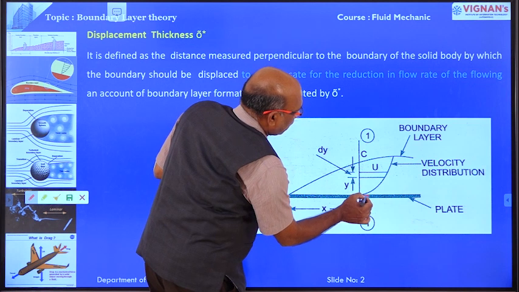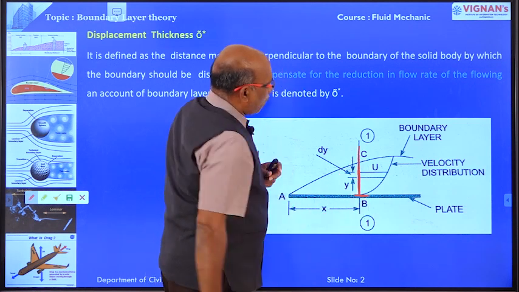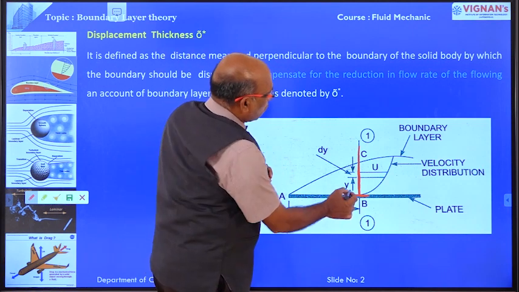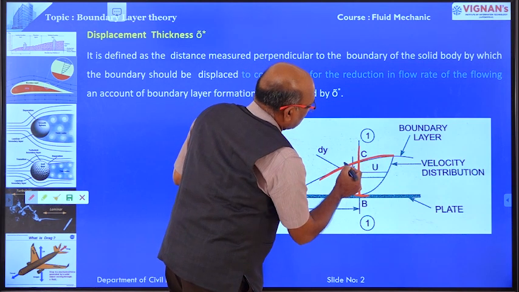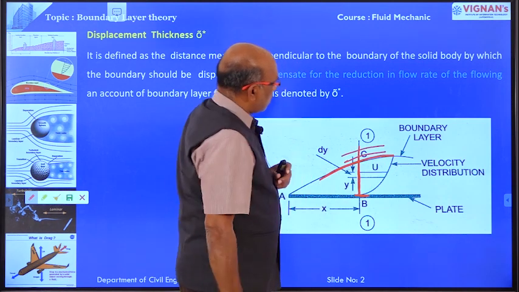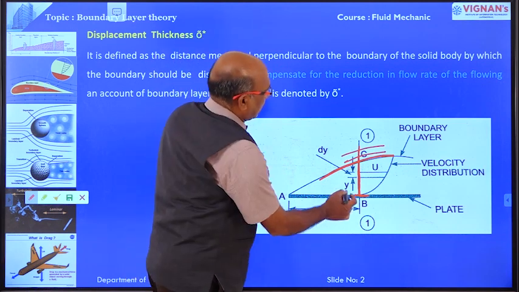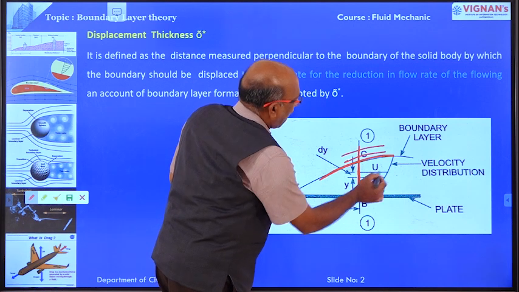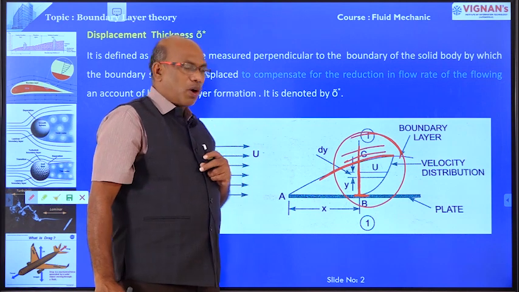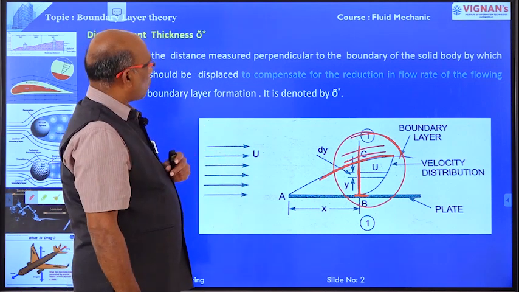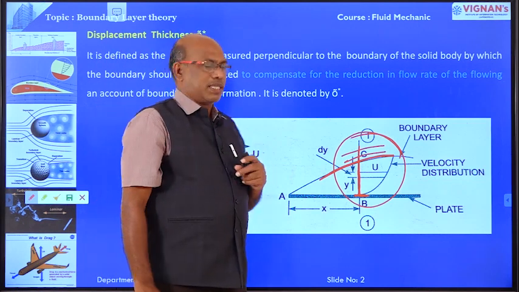Displacement thickness is the distance measured perpendicular to the boundary by which the boundary layer should be displaced. This is the boundary layer. That boundary layer should be displaced on account of the reduction in the flow rate, on account of boundary layer formation. Now we are going to derive the equation. What is the displacement thickness?